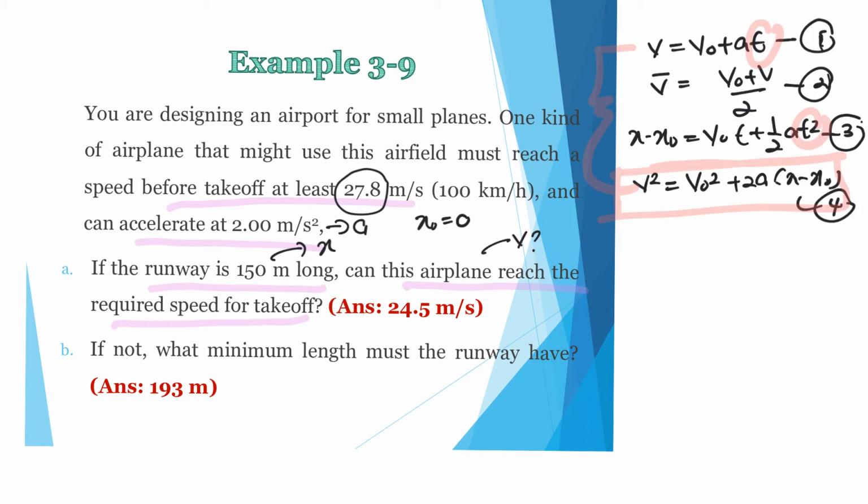But please remember that sometimes the questions can be solved with 2 or 3 equations. It means that you can actually solve using 2 different equations. It depends. So we are going to use the number 4 equation. We are going to write it as v square equals v naught square plus 2a times x minus x naught.